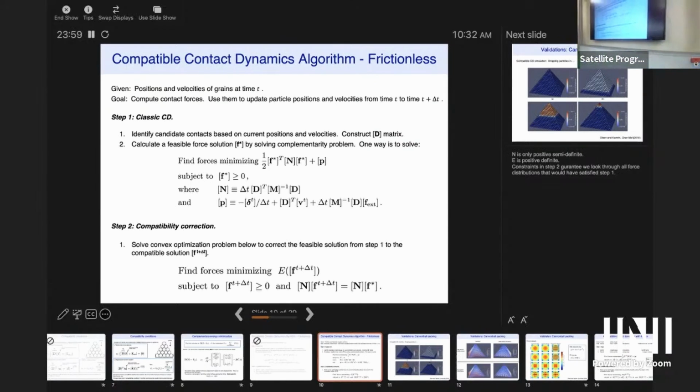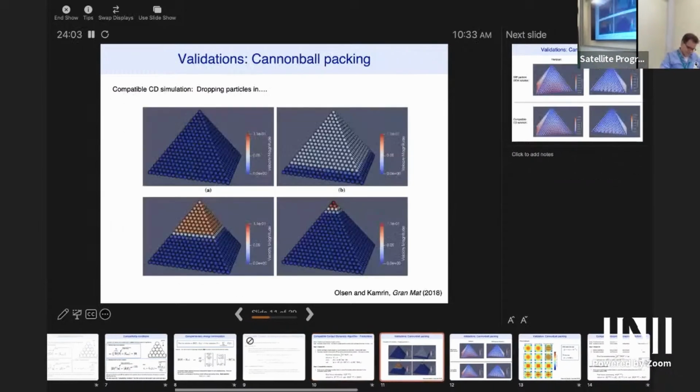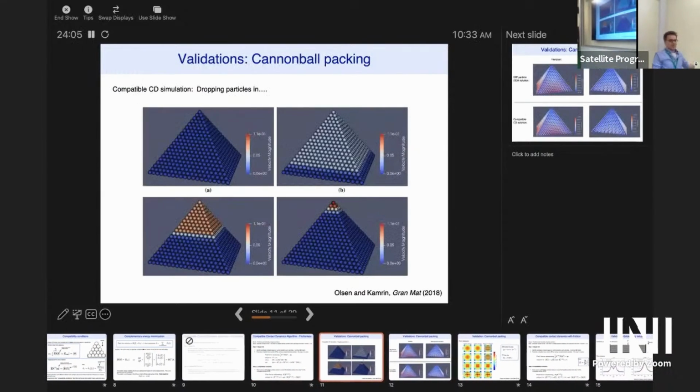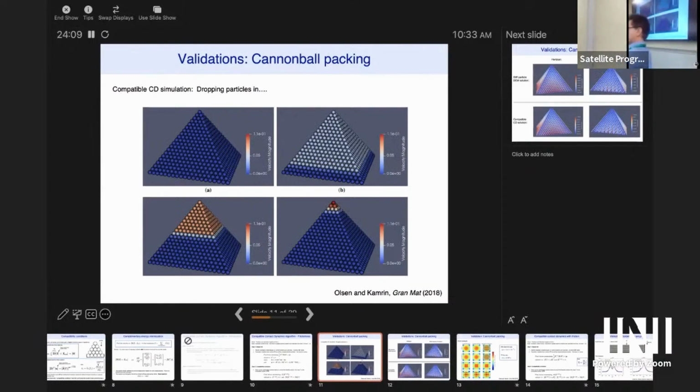This is the compatible contact dynamics algorithm. How does it work? Let's have a look. I'm still frictionless for the time being. It's contact dynamics, so things can move around now; I'm not just living in equilibrium. So let's suppose I take a problem where I want to make a pyramid of particles.